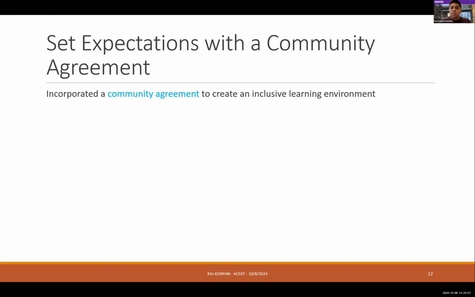So I start by setting a community agreement where we want to create an inclusive learning environment. So I'm not sure if everyone has used community agreements. Community agreement is this idea where at the beginning of class, you come together between you and the students to talk about what are the things that are acceptable in this classroom when we're talking to each other? What are our expectations in terms of how we behave with one another?